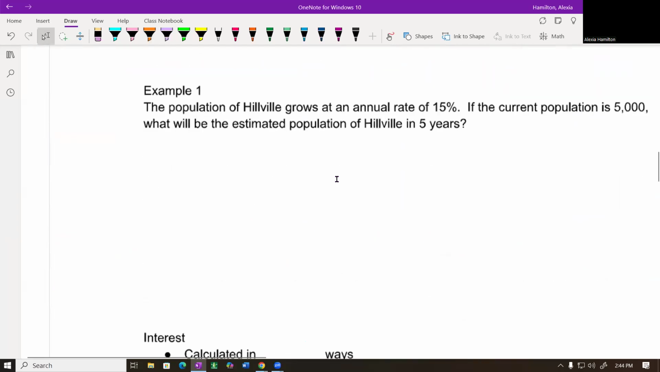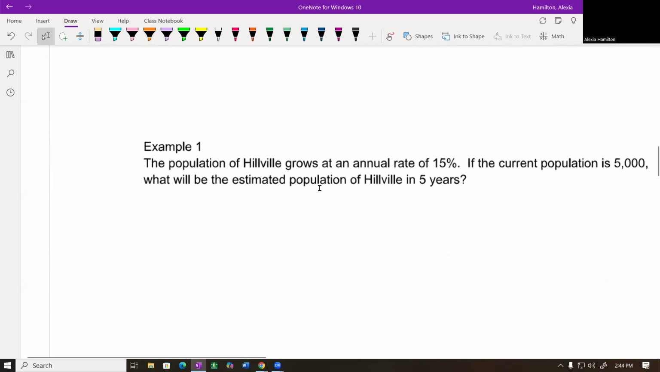So here we go. Example number 1. The population of Hillville is growing. So I'm going to just highlight that because that will tell me it's growing. I'm going to take 1 plus my percent, at an annual rate of 15%. That's awesome. I now know what percent I should add. So 1 plus 15%.